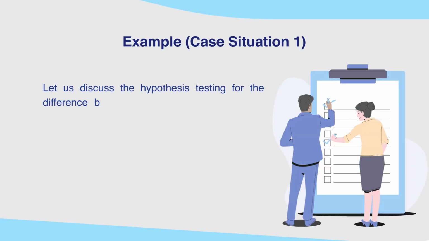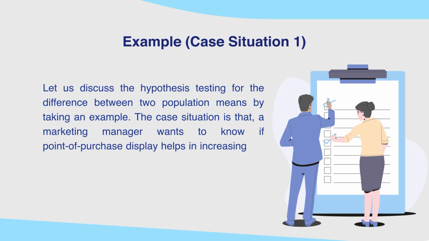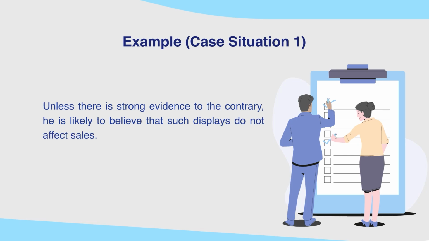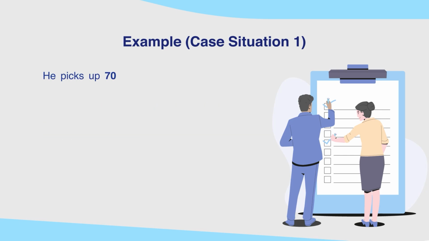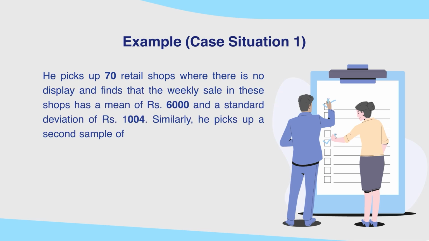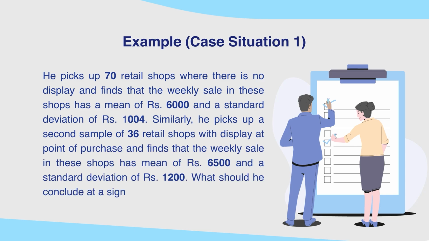Let us discuss the hypothesis testing for the difference between two population means by taking an example. The case situation is that a marketing manager wants to know if point of purchase display helps in increasing the sales of his product. Unless there is strong evidence to the contrary, he is likely to believe that such displays do not affect sales. He picks up 70 retail shops where there is no display and finds that the weekly sales in these shops has a mean of rupees 6,000 and a standard deviation of rupees 1,004.